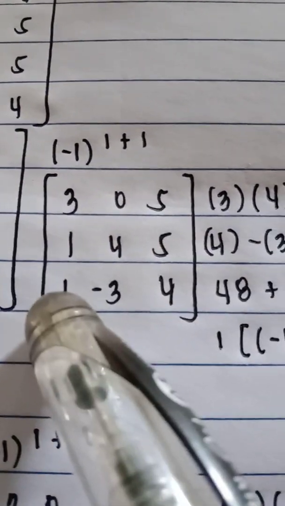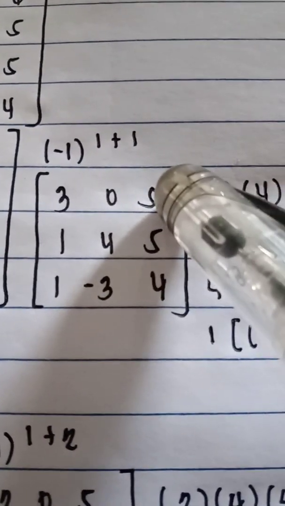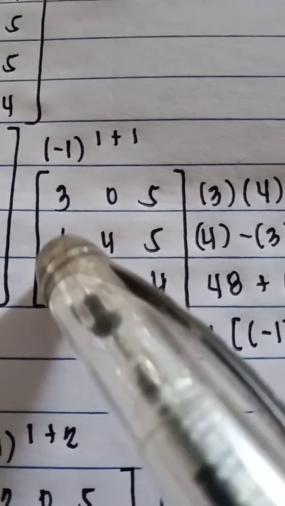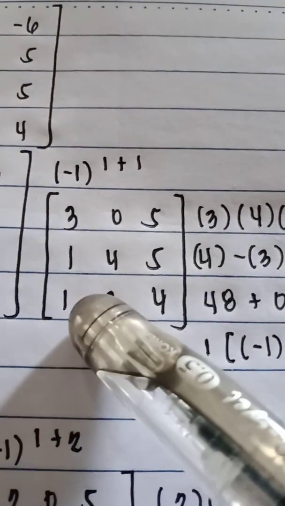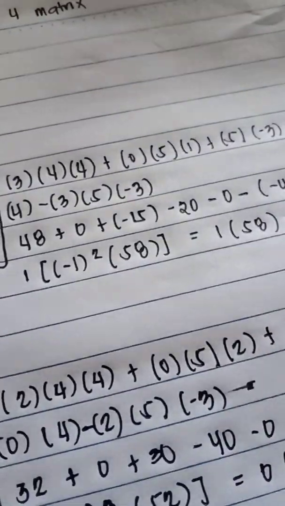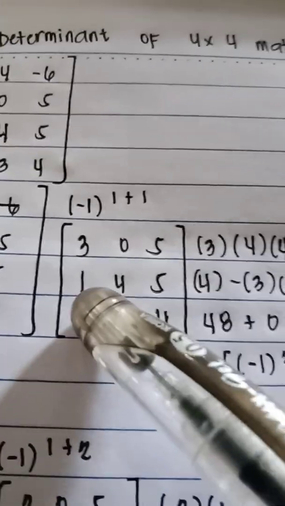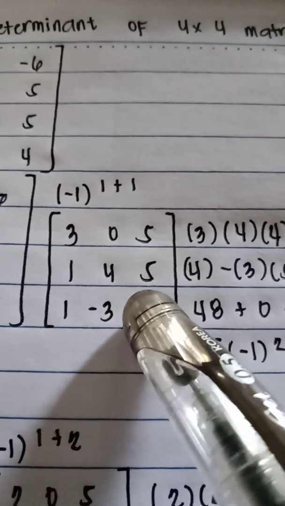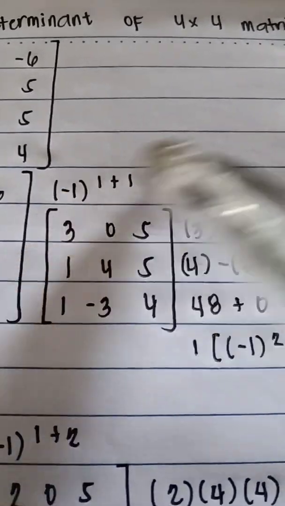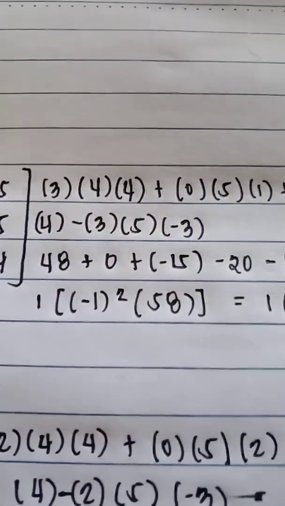So 3 times 4 times 4 plus 0 times 5 times 1 plus 5 times negative 3 times 1. So here, minus 1 times 4 times 5, we write it here, minus 1 times 0 times 4 minus 3 times 5 times negative 3. So this is it. So we will simplify them.